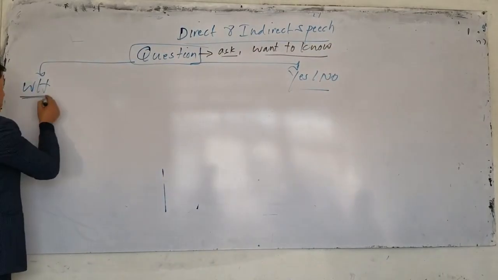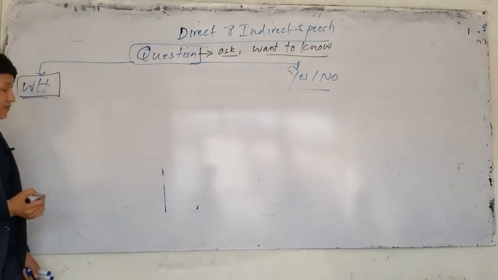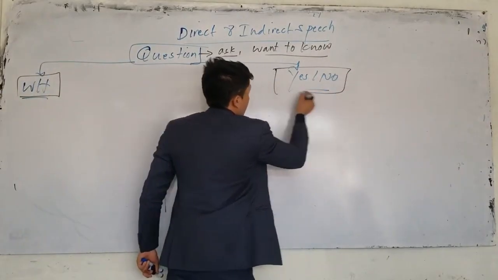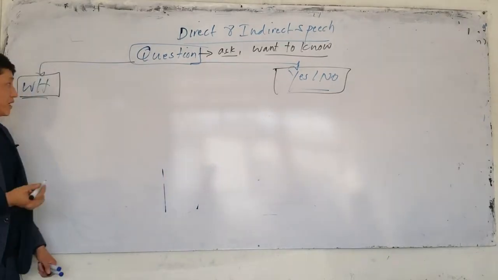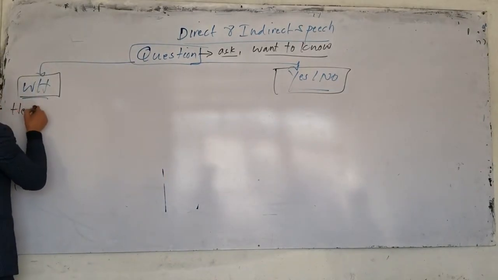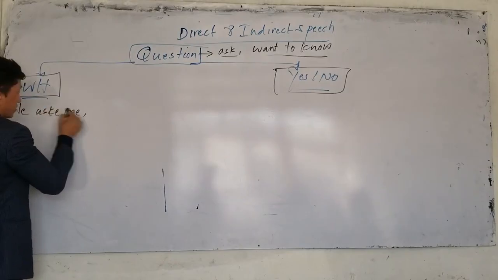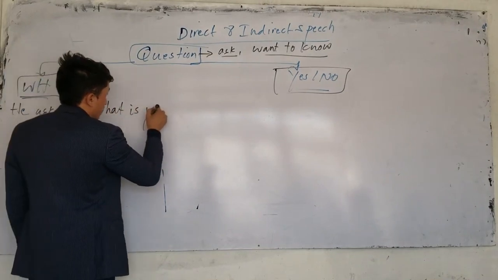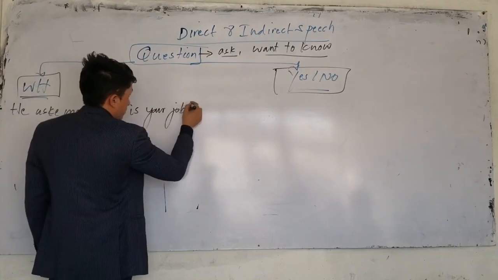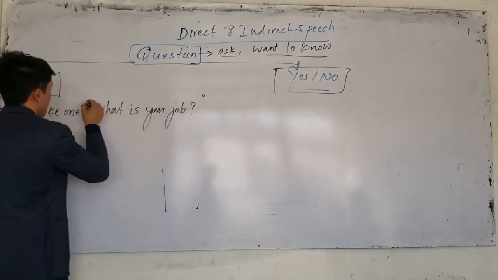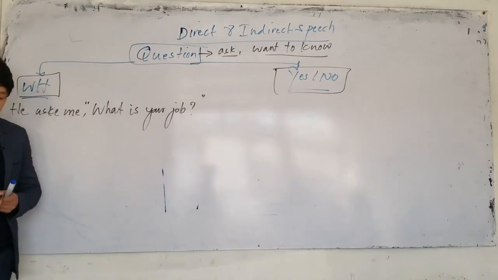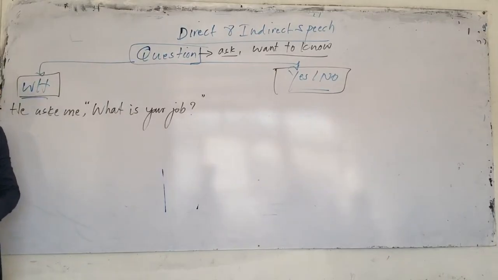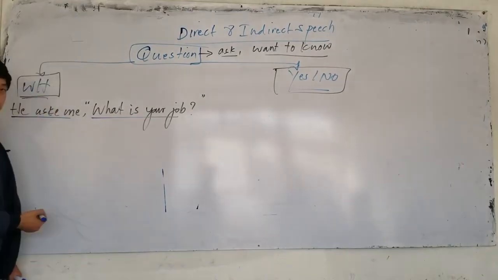Now, if we have WH questions, how can we change? And if we have yes, no questions, how can we change? Now, let's talk about each of them step by step. If I have a WH question like this, look, if I say he asked me, what is your job? Now, how can I change this question into an indirect question? What do we call this part? Reporting part. How should I change?